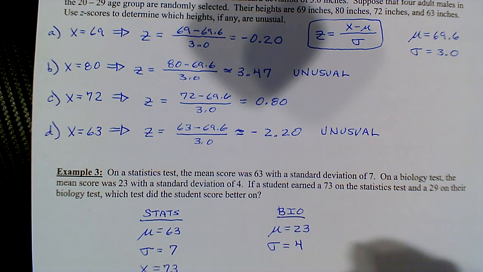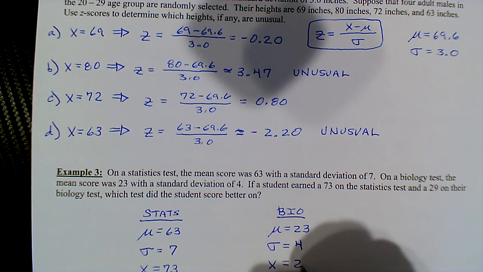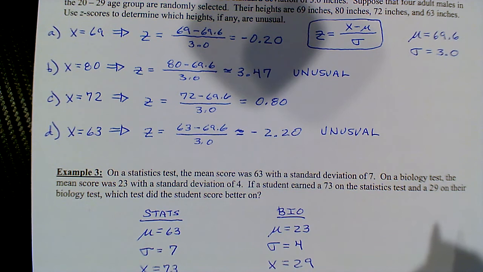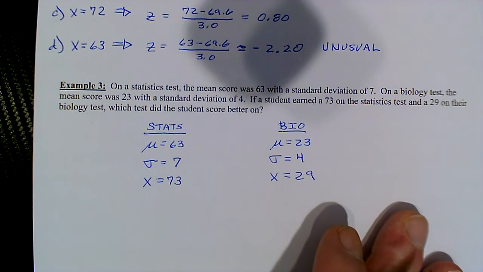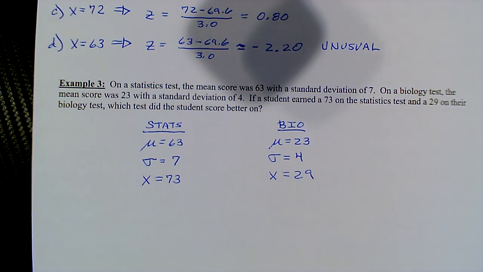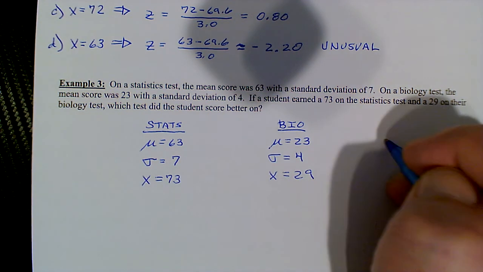And we wanted to determine what test they did better on. Now, if you told somebody you scored a 29 and a 73, you would probably assume that you did better on the statistics. But it's relative to what the mean and the standard deviation is. So what we do by calculating z-scores is standardize. So again, the z-score formula is x minus mu over sigma. And we standardize these two tests.